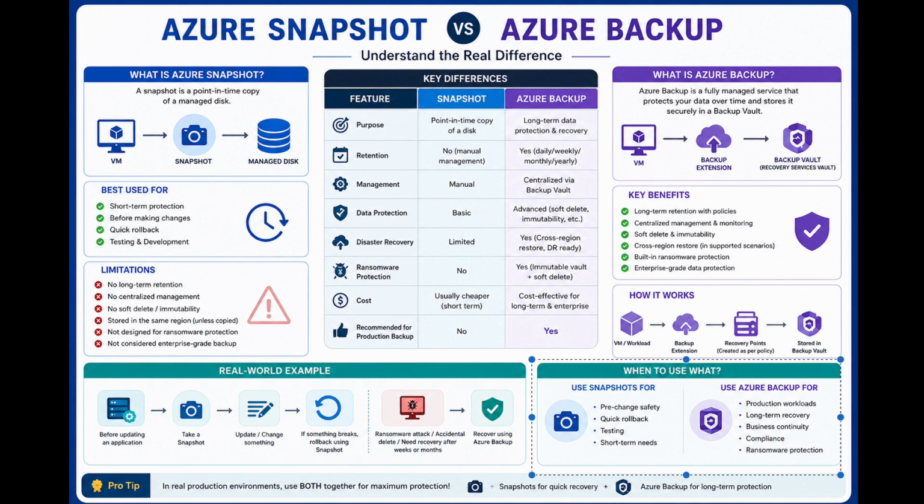So when should you use each one? We should use snapshots for pre-change safety, testing, quick rollback, or short-term needs. And you should use Azure Backup for production workloads, long-term recovery, business continuity, compliance, or ransomware protection. This can help you decide which service you should lean on. And I hope this video finally made Azure Snapshot versus Azure Backup clear.